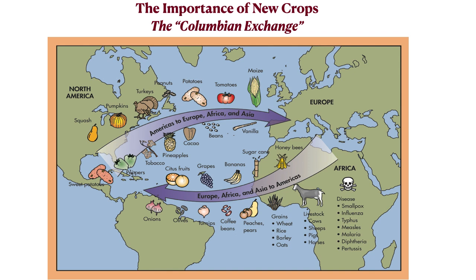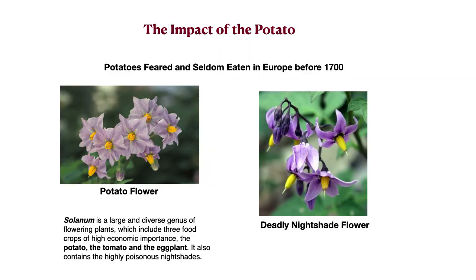Potatoes, corn or maize, sweet potatoes, these are some of the most important, some of the ones I'll talk about, simply because they're so productive and can feed large amounts of people. Potatoes, a classic example. Note that it was known in Europe. It was brought back pretty early, but it was feared and very seldom eaten.